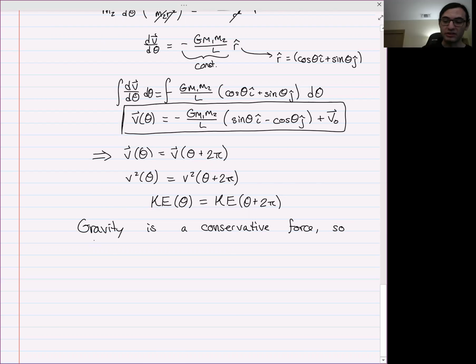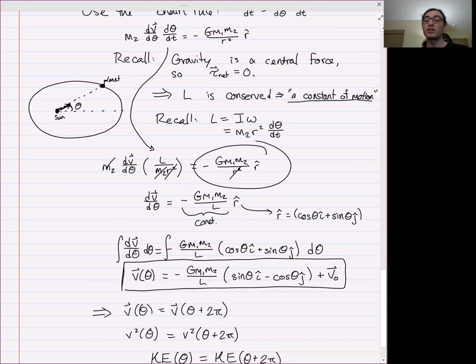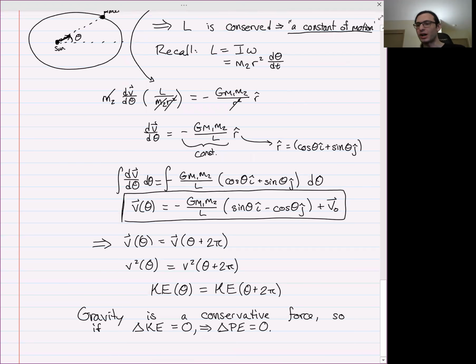So what that means is if the change in kinetic energy over one full rotation, i.e. after adding 2 pi to your angle, is 0, that implies that the change in potential energy is also 0, assuming there are no external forces. Now, I haven't told you the formula for the potential energy due to gravity. We'll cover that on Wednesday. But what I can tell you is that the force only depends on this vector r. So the potential energy should only depend on that distance r.